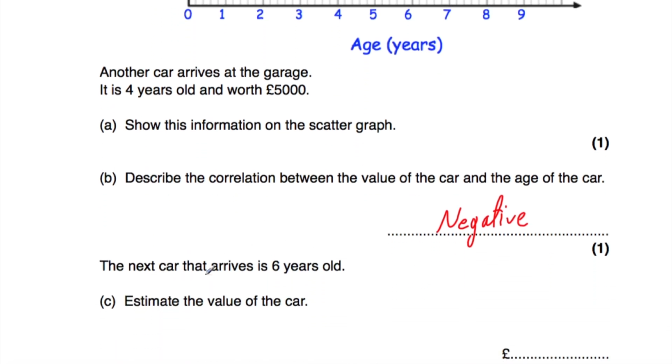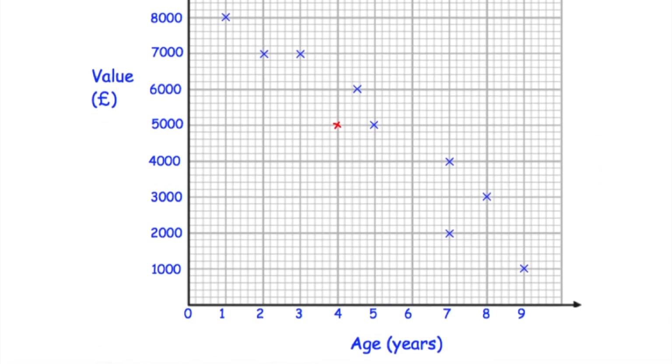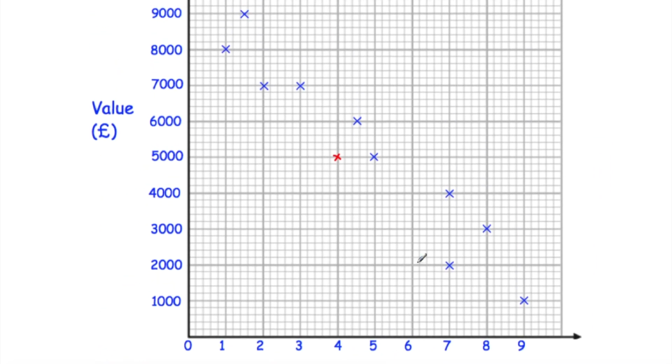The next part says the next car that arrives is 6 years old. Estimate the value of the car. So what we're going to do is go up to our scatter graph and estimate the value of a 6-year-old car. Now we're not just going to go up and pick a random number there. We're going to use a line of best fit. Now at GCSE level, we're just going to do the best we can. As you study statistics further on, you'll find out there's a way to do it.